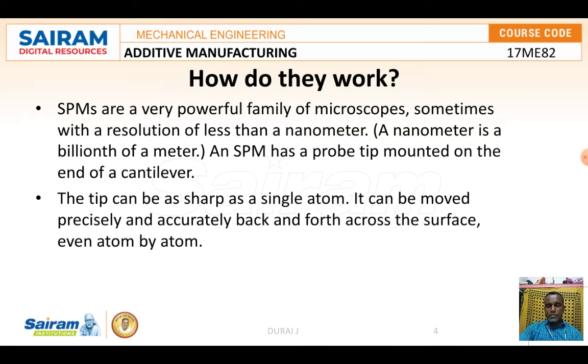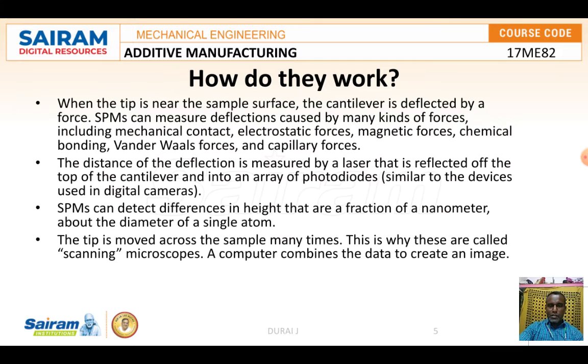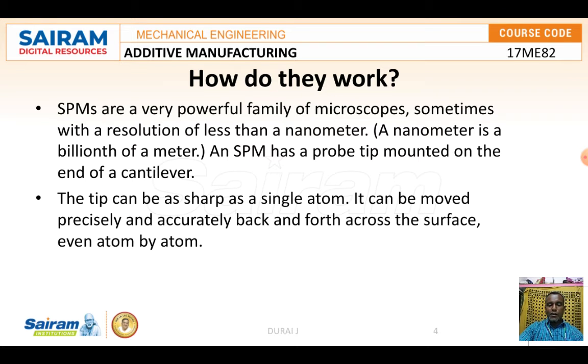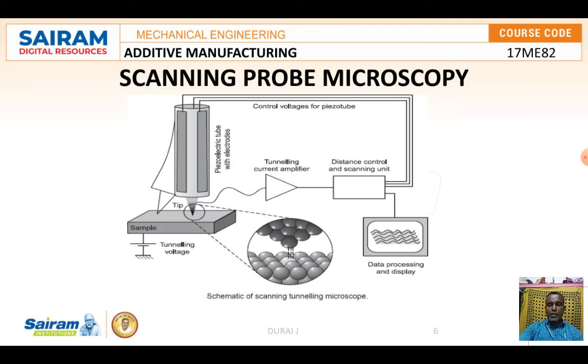Already we have discussed that this is a very powerful family of microscopes. Sometimes the resolution of this is less than a nanometer. Already people know that a nanometer is a billionth of a meter, and compared to that, it will be less. Mainly in this component, a tip is mounted on the end of the cantilever beam.